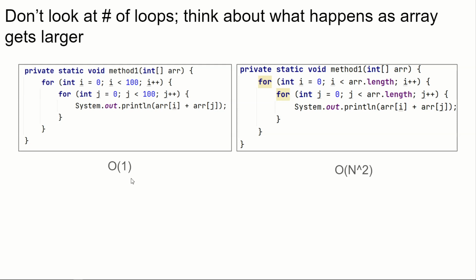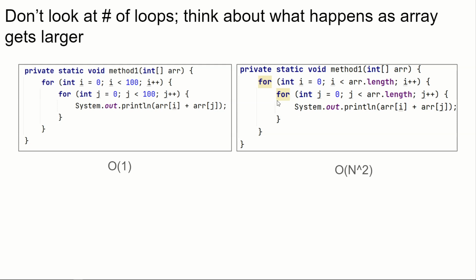Hopefully you said that the left-hand method is constant time, and the reason it's constant is because we're always looping 100 times 100, which is 10,000. So this print statement is going to run 10,000 times no matter what. I make the array length 500, this is going to loop 10,000 times. I make the array length 1 billion, this is going to loop 10,000 times. So that's why it's constant. It's because the number of times that this loops doesn't have anything to do with the array length.